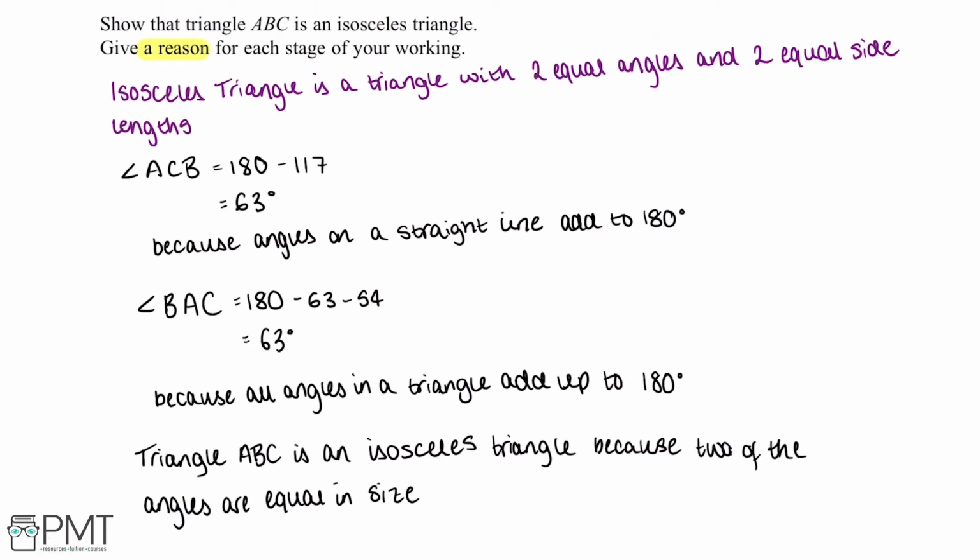Now this question's worth 4 marks. We'll get our first mark for working out the size of angle ACB. We'll get our second mark for working out the size of angle BAC. We'll get our third mark for the reasons for our working. And our fourth mark for working out that the reason that the triangle is an isosceles triangle is because 2 of the angles are equal in size.